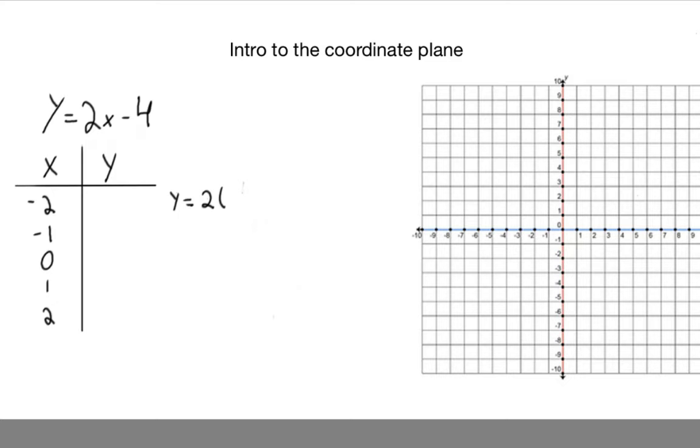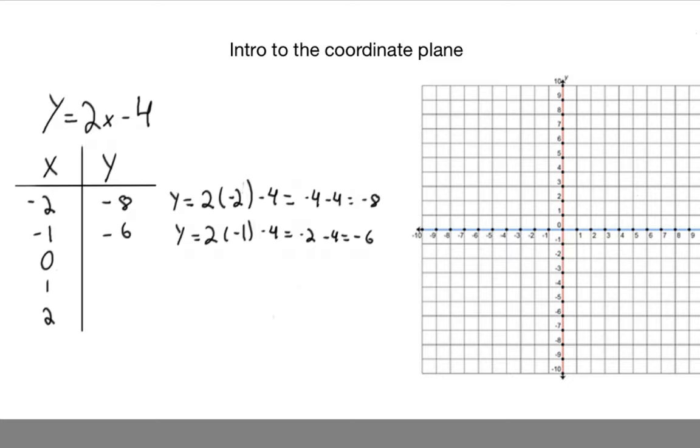Since the first value of x is -2, y equals 2 times -2 minus 4, which is -4 minus 4, which is equal to -8. So the y value here is -8. Again, over here we have -1 for x. It's 2 times -1 minus 4, which is -2 minus 4, which is -6. So -6 goes here for y.